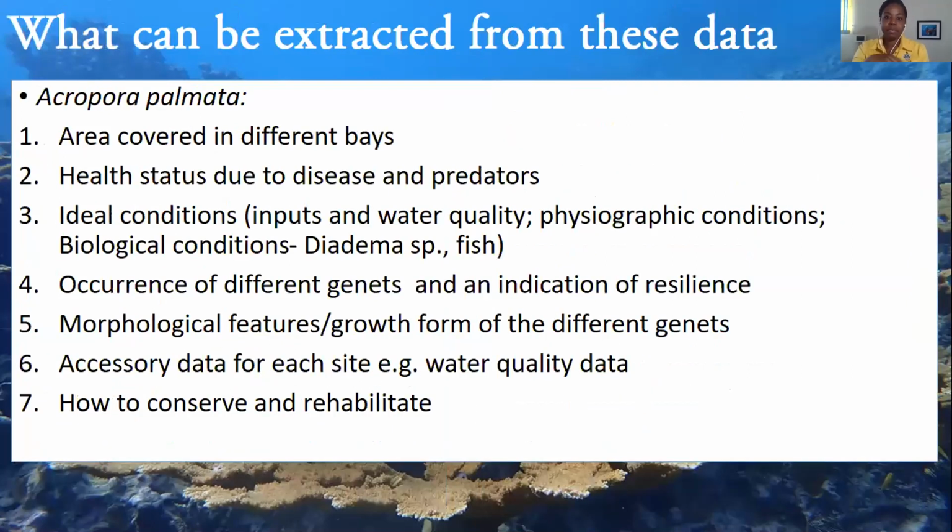based on photogrammetry, structure from motion, and what we can expect to get from our results is that we would then have some information on our Acropora palmata, the areas covered in the different bays, the health status due to disease and predators, with regards to our ideal conditions, because a lot of the areas are actually influenced by freshwater outflows, with regards to accessory data for the sites, and especially how to conserve and to rehabilitate.